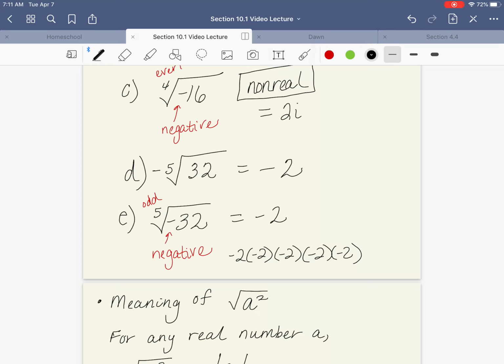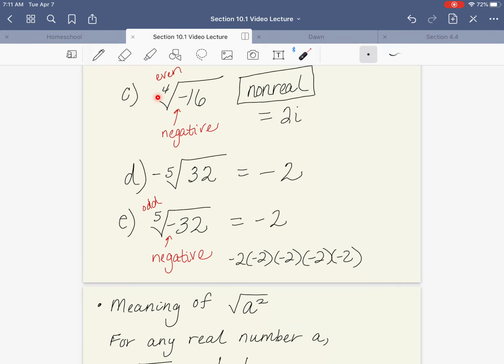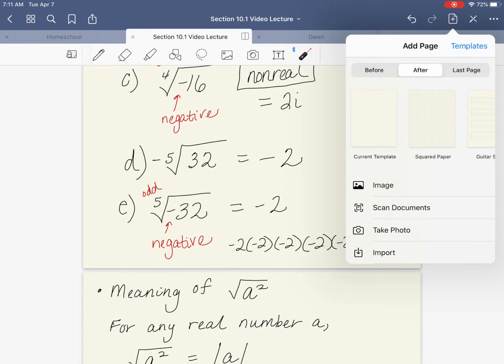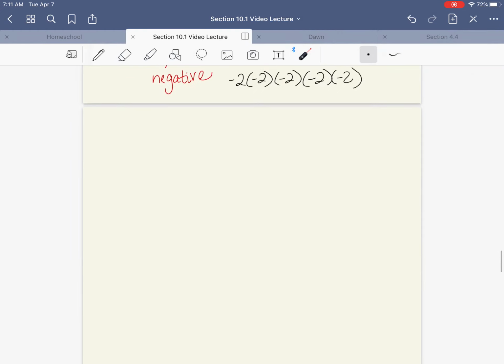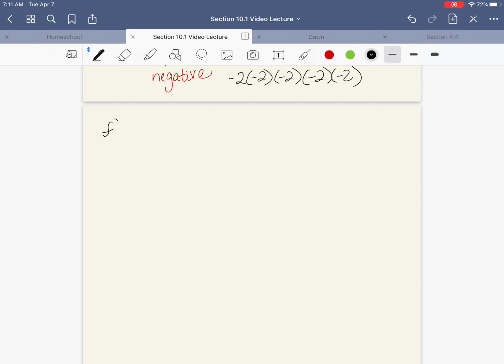So just remember that if your index is even and you have a negative under the radical, it's non-real. And if your index is odd and you have a negative under the radical, it is a real number. All right, and then part F is the negative fifth root of negative 32. So we're going to carry that negative over into the answer, and then the fifth root of negative 32 is negative 2. So a negative negative 2 is positive 2.